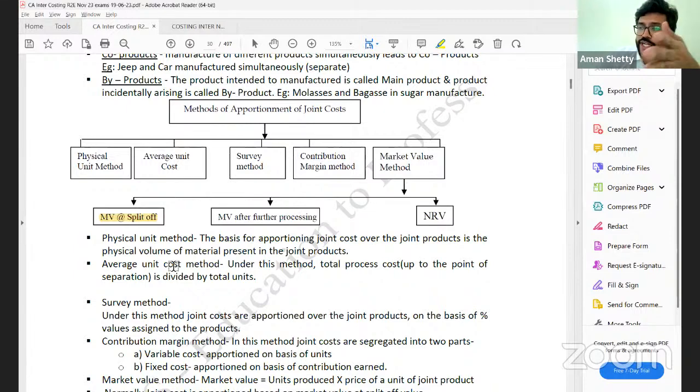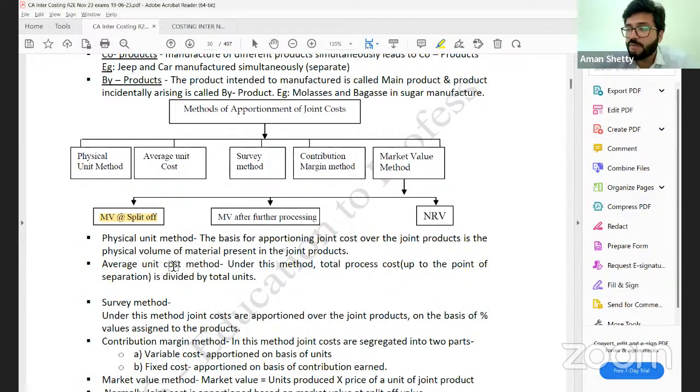At the split off point, whatever is the sales value of the joint products at the split off point, that is what is used for apportioning the joint cost in the ratio of the sales value at split off. Remember, it is the sales value and not the selling price. You have to multiply value into quantity. You cannot take the selling price or only the units as such. But the sales value is considered.